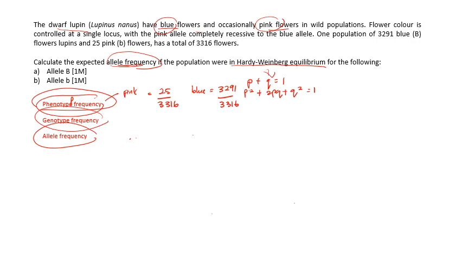And then you have genotype frequency. The genotype frequency means what would be the frequency for big B big B, what would be the frequency for big B small b, and what would be the frequency for small b small b. And for this question, what you want is allele frequency. When saying allele frequency, it would be the singular, so you have the big B or the small b.